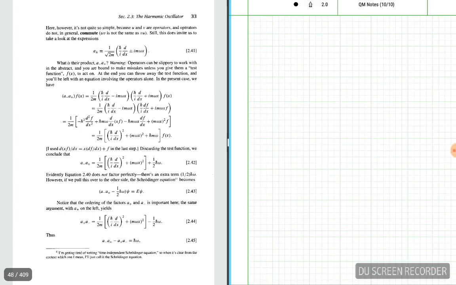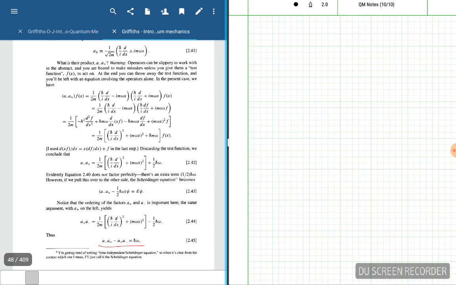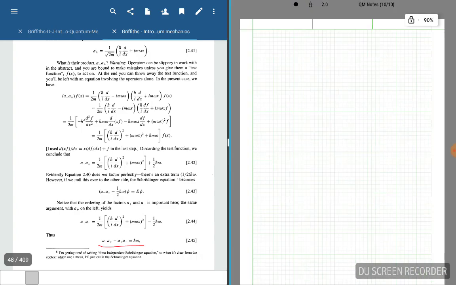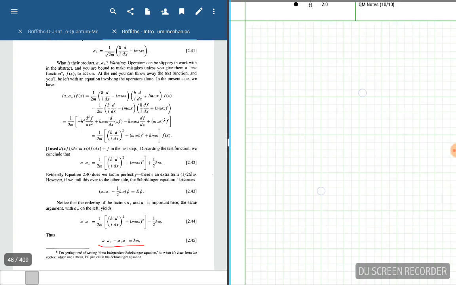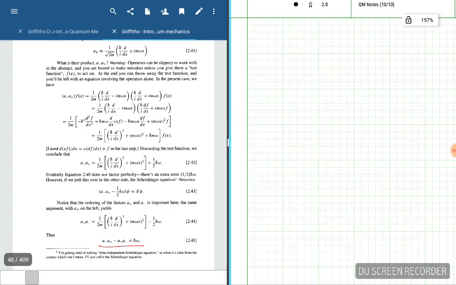So we stopped with this result here, which is that when we made up these operators, a plus and a minus, we had the fact that they don't commute. So if we take the difference between a minus operator times a plus operator minus a plus times a minus, what we get is a factor of h bar omega.